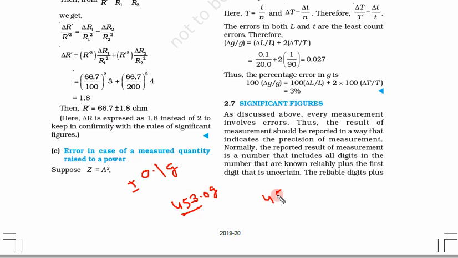How? Because 452.9 can happen or 453.1 can be the mass. This is minimum, this is maximum. But up to the third digit, we reliably know that this is accurate, because when we approximate this to the third digit, we again get 453. So that's why we say three digits are reliably known while this fourth digit is not reliably known. So we report the result only up to the first uncertain digit.